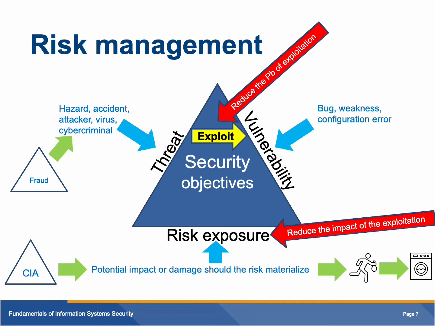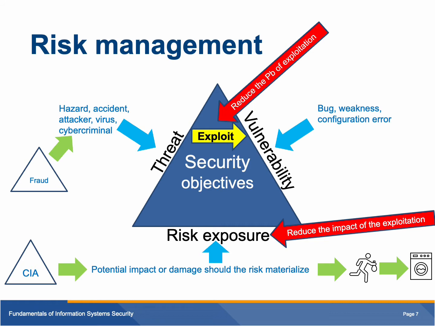This diagram that I've added to the presentation, which is not coming from the course book, but as you've seen in other presentations that I've made and other discussions that we've had in class, is sort of a summary of the whole thing put together. An event, a hazard, an accident, an attacker, a virus, a cyber criminal, which is a threat to the organization, can or could exploit a vulnerability, which is a bug, a weakness, or a configuration error, and the potential impact that this will have on the organization, or the potential damages should this risk materialize.